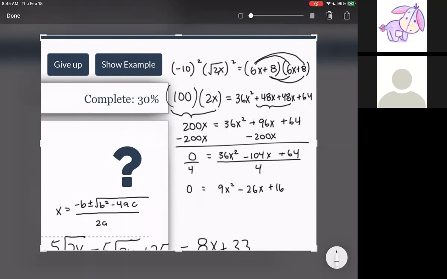So let's work through it together. Remember that this is your a value. The number in front of your x squared is your a value. So a equals 9. This is your b value, so b equals negative 26, negative because it's a minus 26x. And then your c value is the number at the very end, so c equals 16. Positive because it's a plus 16.